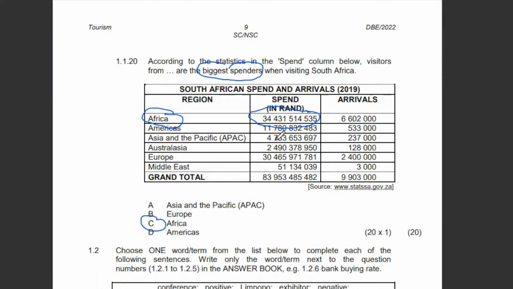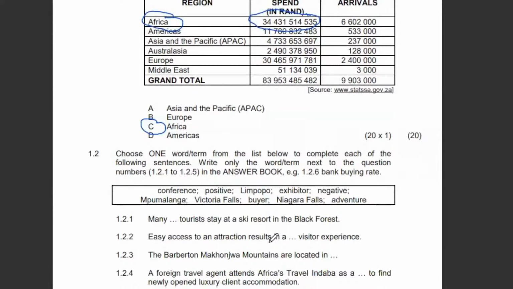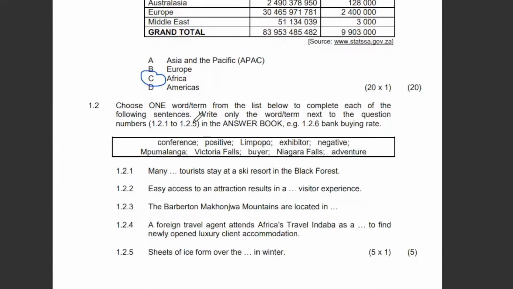And if you look at the other regions, there is no other region which goes beyond 34 or which reaches near 34, except for Europe, which is around 30. But 30, remember, it's still below 34. So the biggest number of spenders actually originated from the African region. So that is multiple choice.